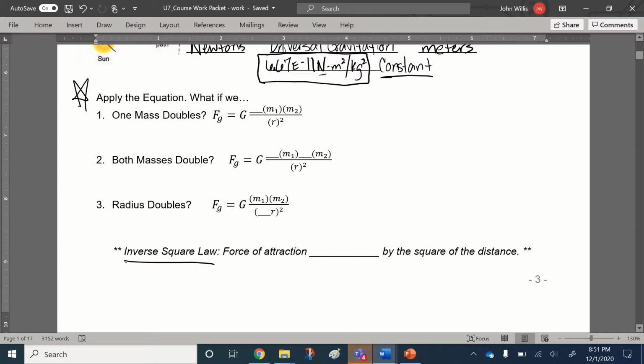Pretty straightforward once you get the hang of it, but you've got to practice it to get the hang of it. So we're gonna basically just use this equation and do what we call some factor of change stuff. Basically look at what would happen to our force if we changed one of the things about that equation. So regardless of what masses or what distances or anything like that we're using, if we double one of the masses, right?